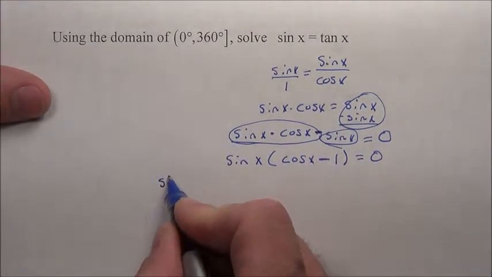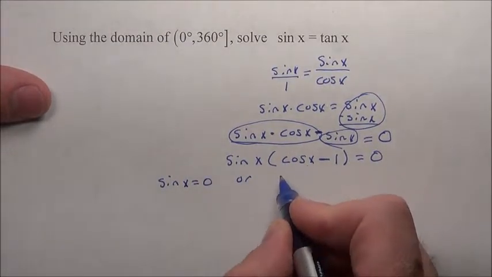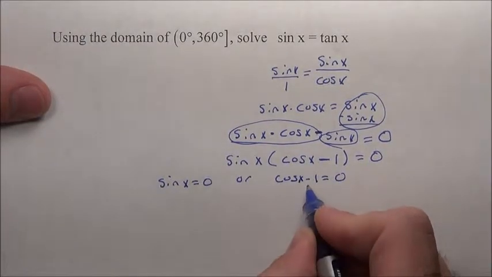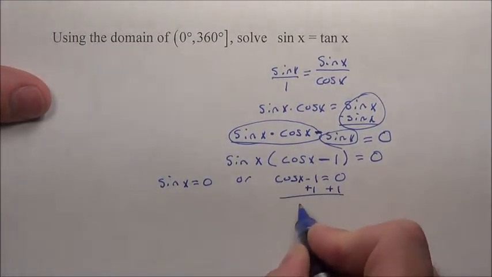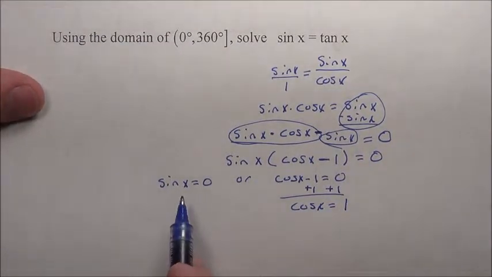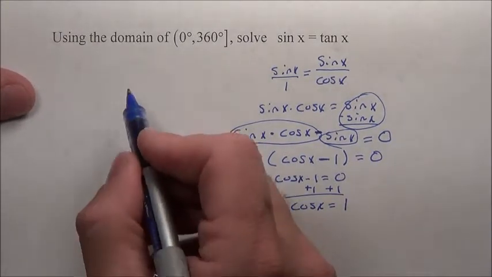So here's what we have. We know the sine of x has to come out to be 0, or the other part, cosine of x minus 1, has to come out to be 0. Well, we add 1 to both sides here. Cosine of x has to be 1. So we're looking for, on the unit circle, where's the sine of x 0 or the cosine of x 1?